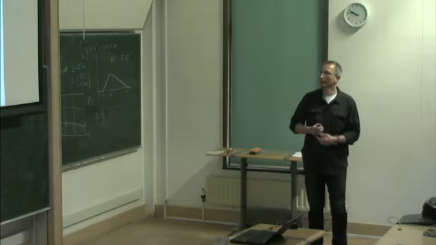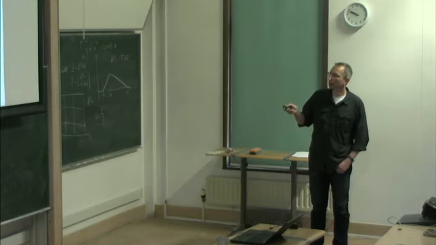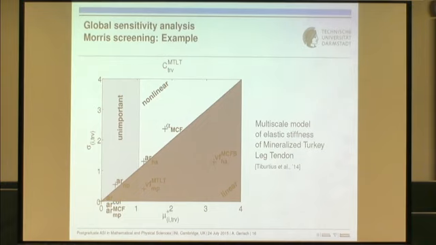What you get from a different example, that's a multi-scale model of the elastic stiffness of some tendon, which we had looked at, is for each parameter a mu star value and a sigma value, and you can plot them in a diagram like this. Then you have a region where mu star is small, and you classify these parameters as unimportant because they do not contribute much to the variation of your quantity of interest.